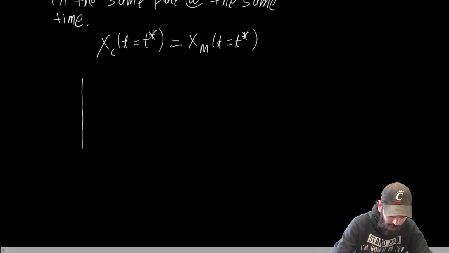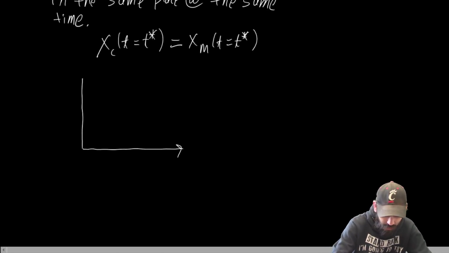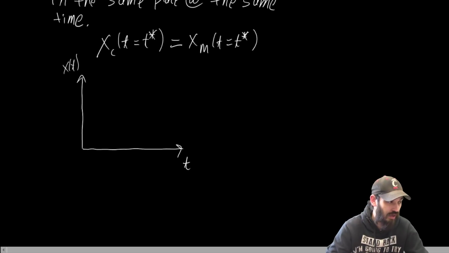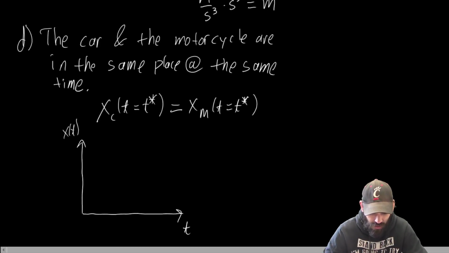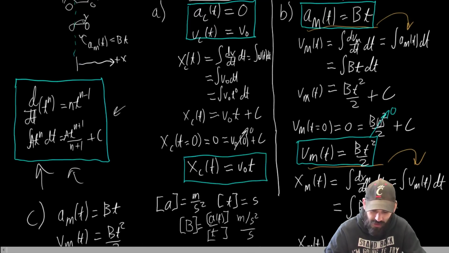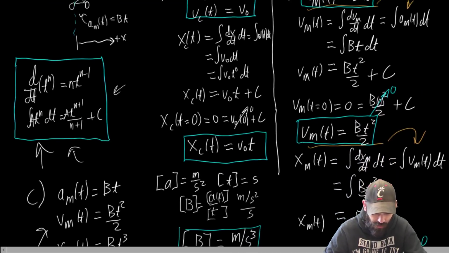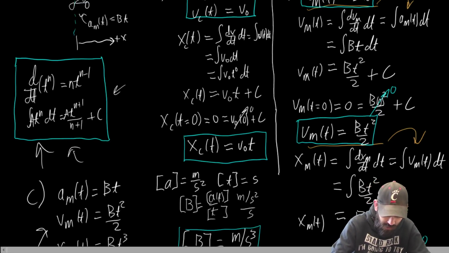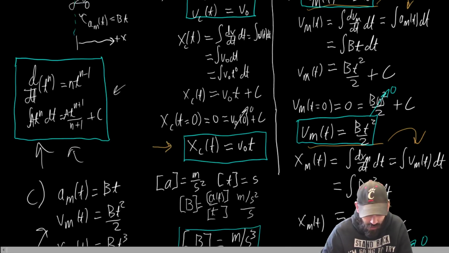So let's plot our positions. So this is going to be x of t, and this is t on the x-axis here, for each one of these situations. And so we could see exactly how this is going to look if we just come back to what these positions look like. Okay? So the first one, for the car, this is just linear.